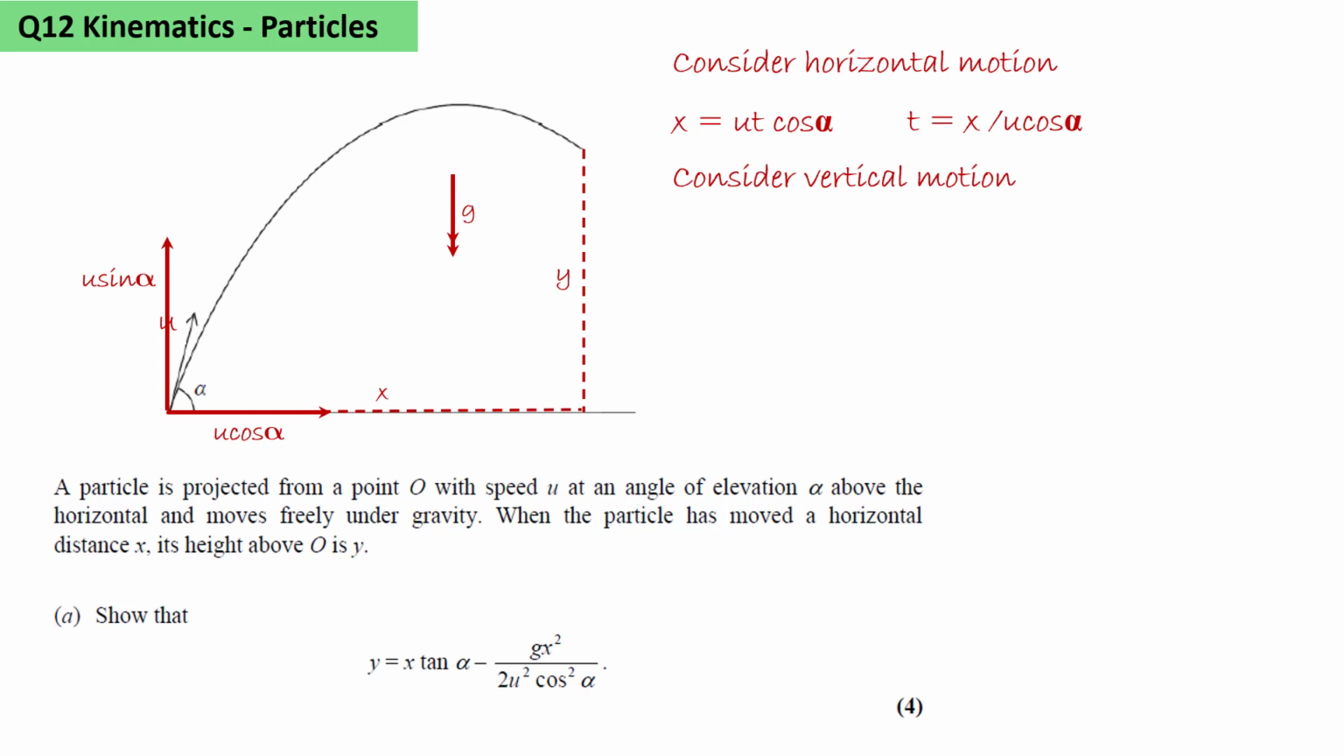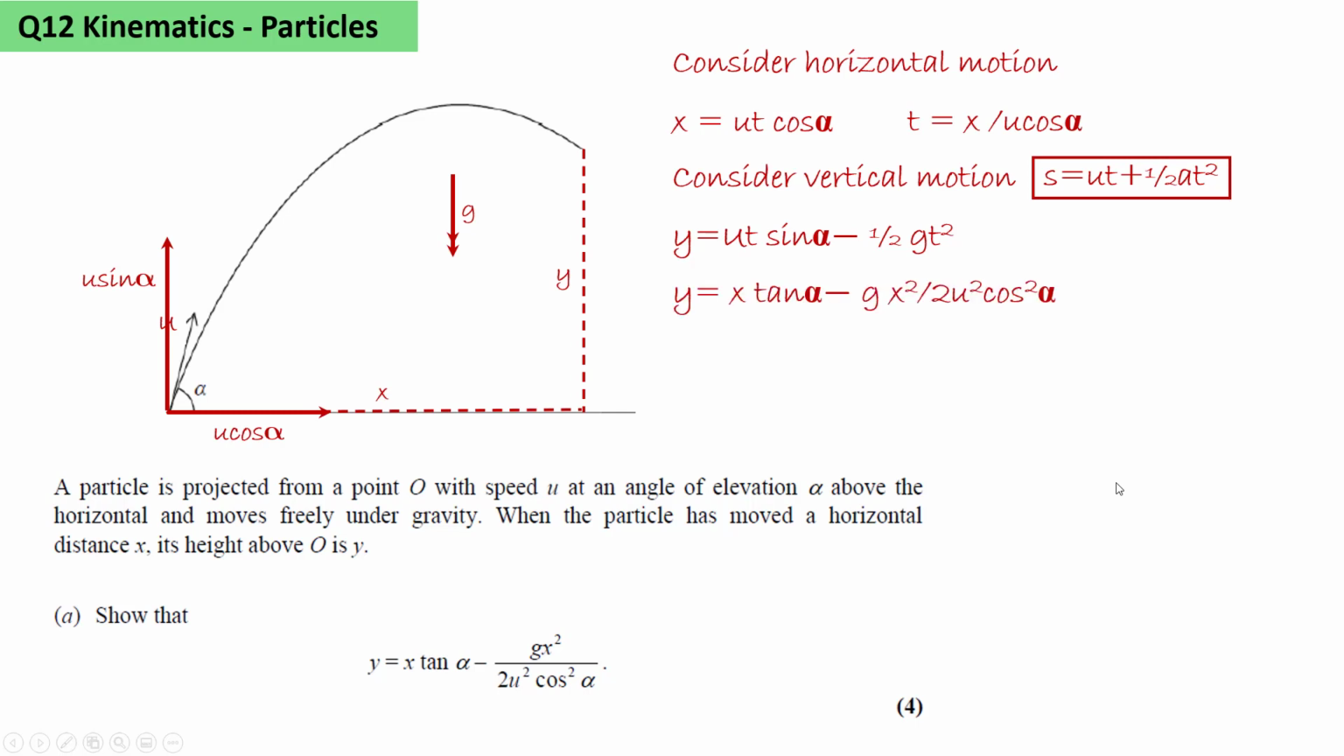Considering the vertical motion, we use s equals ut plus a half at squared. So the displacement y equals the initial vertical velocity, u sin alpha times t, then a half a equals minus a half g times t squared. We substitute t equals x over u cos alpha, and we get y equals x tan alpha minus gx squared over 2u squared cos squared alpha, which is what we've been asked to show.